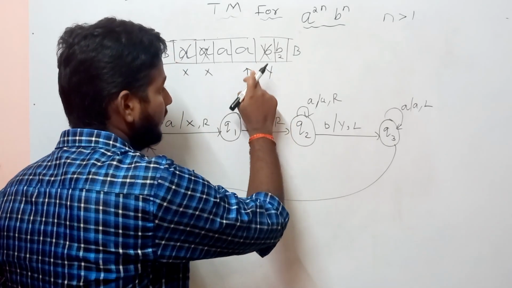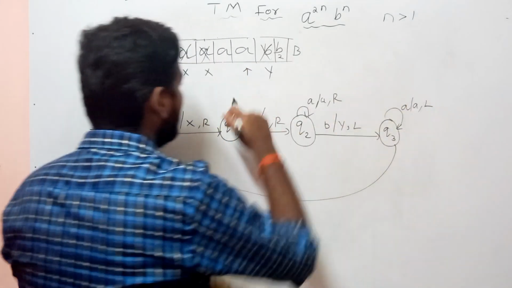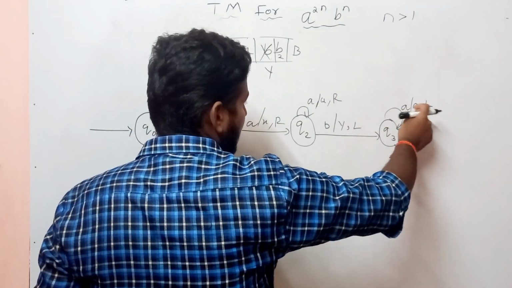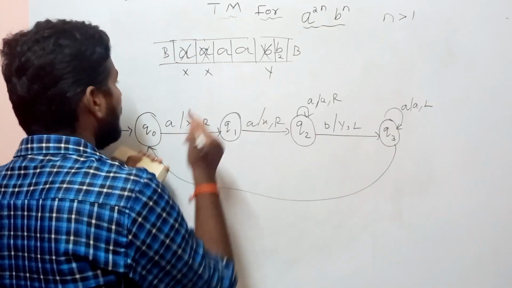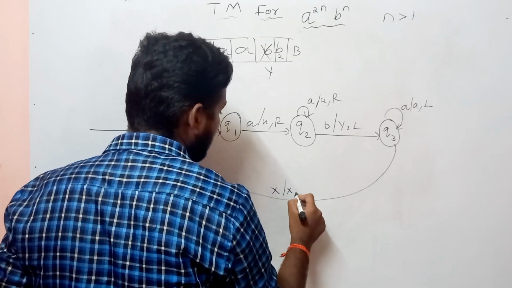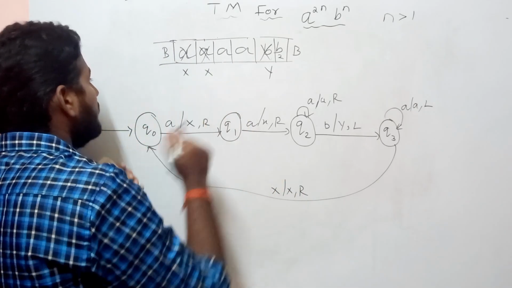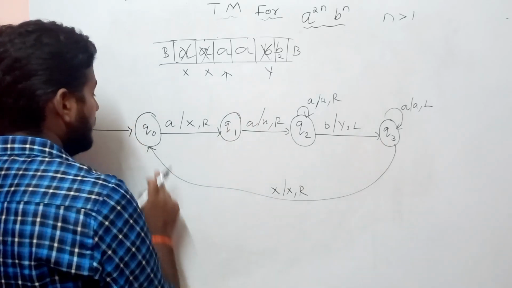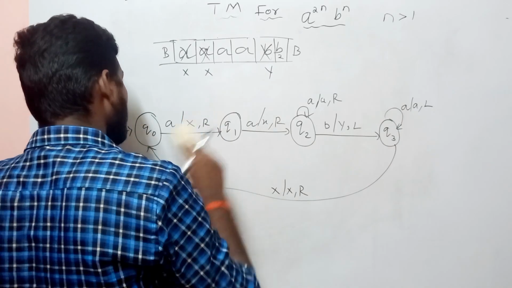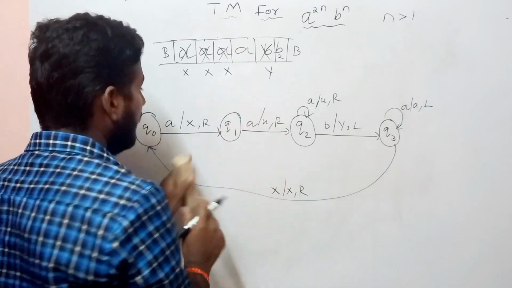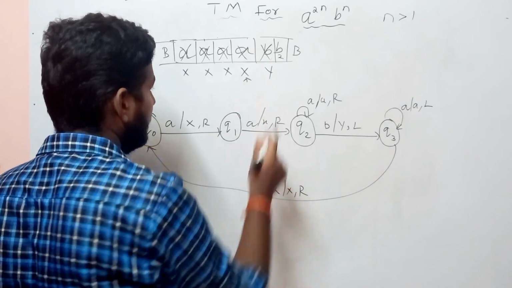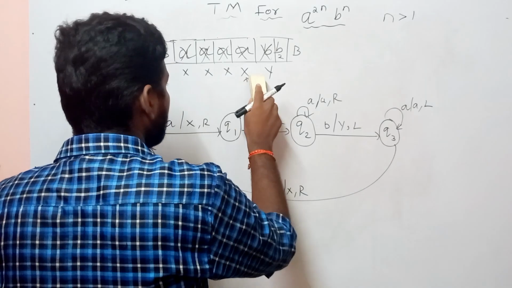Now the pointer is here. This a remains a and moves to the left. Now the pointer is here. This a is also ignored, remains a, and moves to the left. Now the pointer is at x. Whenever it reaches x, it remains x and the direction changes to the right. Now the pointer is here and the state changes to q0. In q0 this a becomes x. This a becomes x and it goes to state q1, and this is also made x. Now the pointer is here and we go to the q2 state.